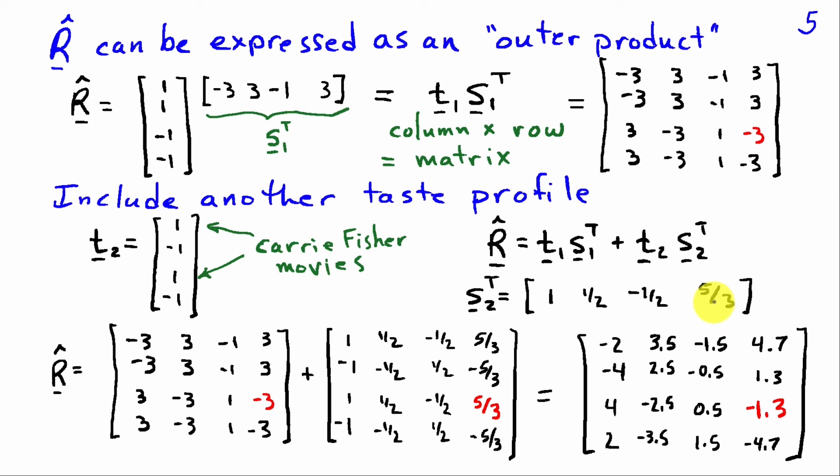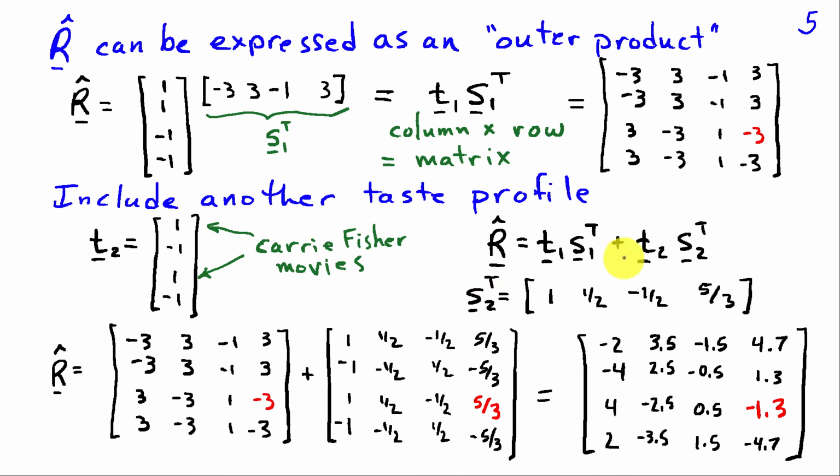And so now we can do a more sophisticated modeling of our ratings matrix. So we have the outer product T1 S1 transpose. This was this term that we derived on the previous page. Now we're going to add another factor to the ratings matrix, which reflects the second taste T2 for Carrie Fisher or non-Carrie Fisher movies.